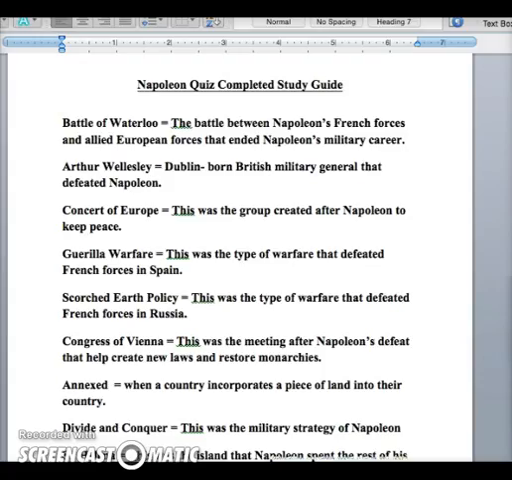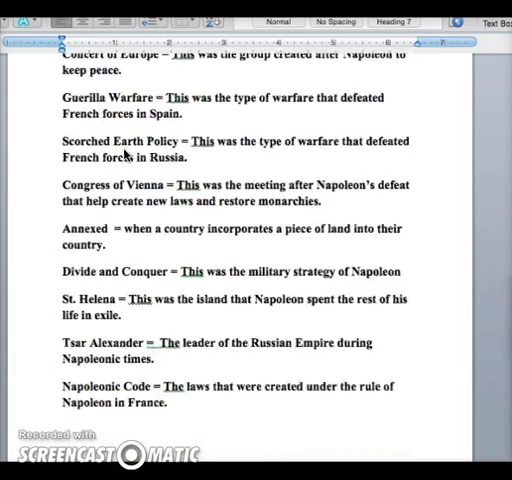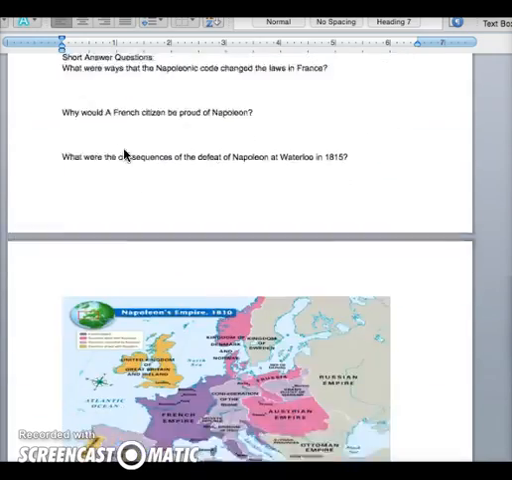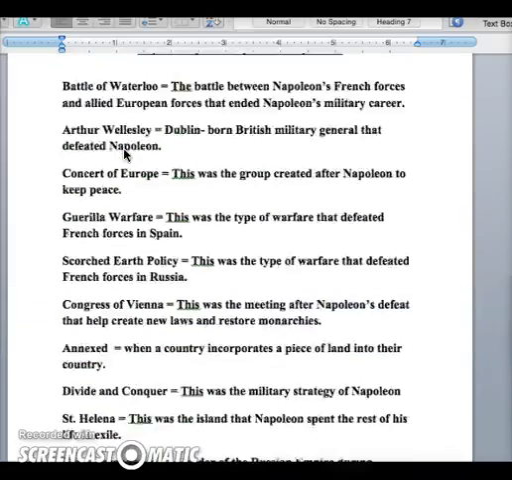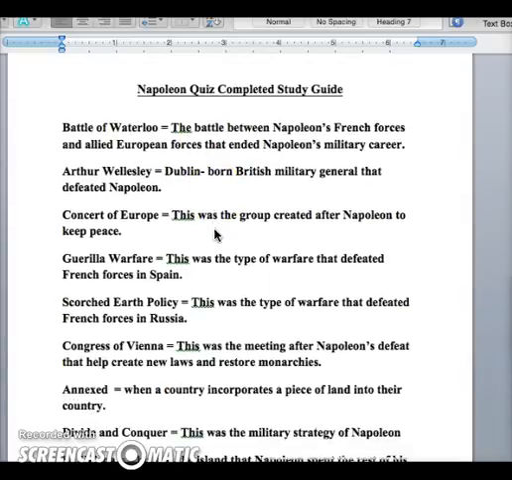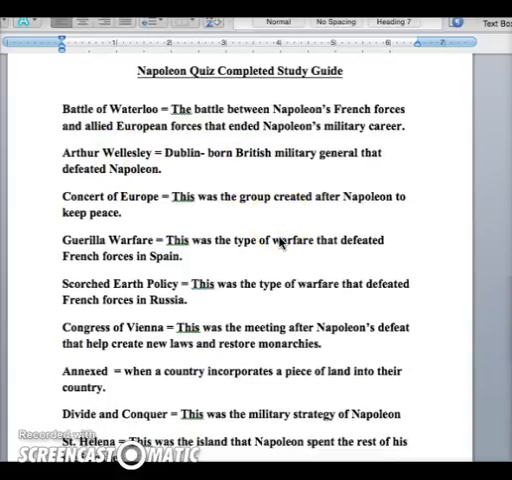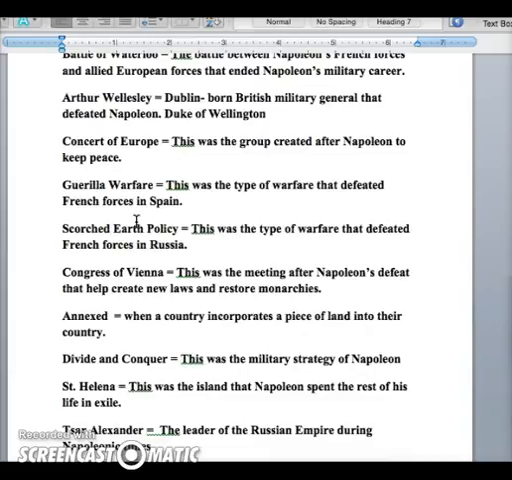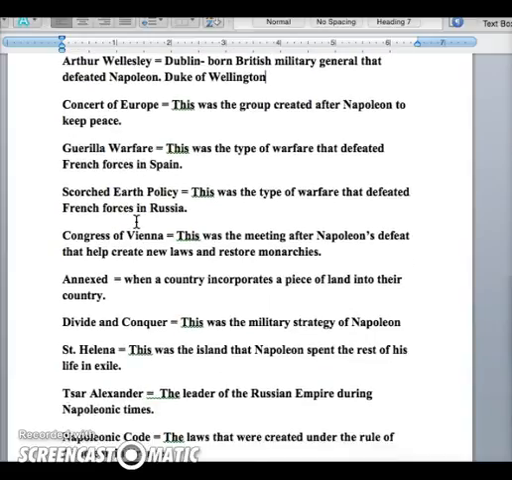Let's begin. So as we look at our study guide, you'll see these following terms, these short answers, and this map. Just remember the Battle of Waterloo was the battle between Napoleon's French forces and the Allied European forces that ended Napoleon's military career. Arthur Wellesley was the Dublin-born British general that defeated Napoleon at Waterloo, who's better known as the Duke of Wellington. The Concert of Europe was the group created after Napoleon to keep peace. It kept peace for almost 100 years in Europe.